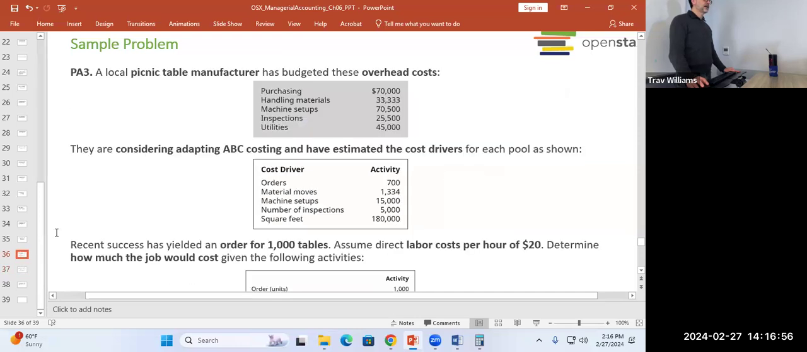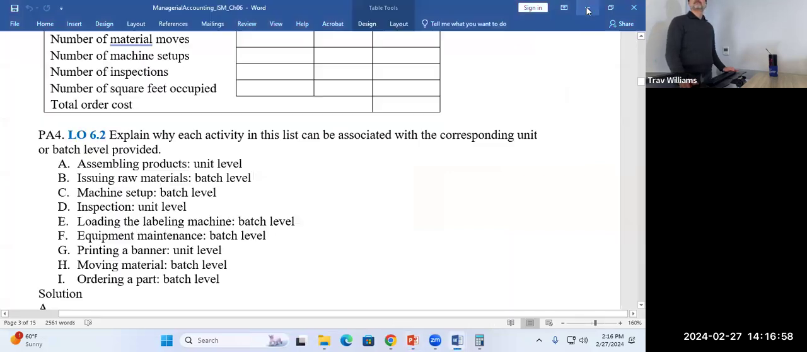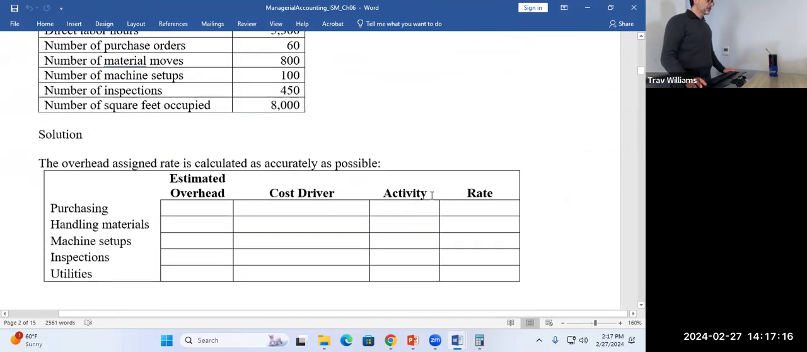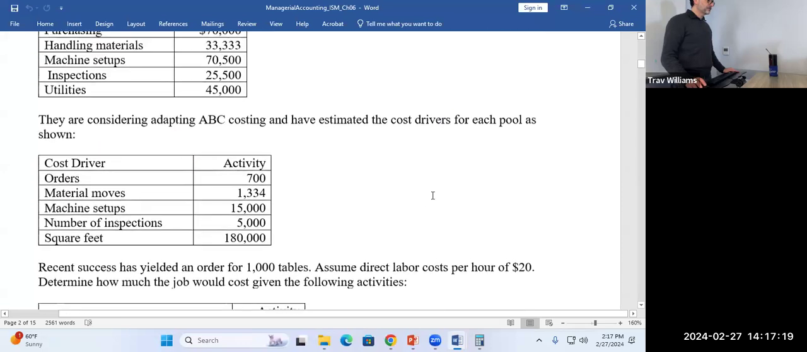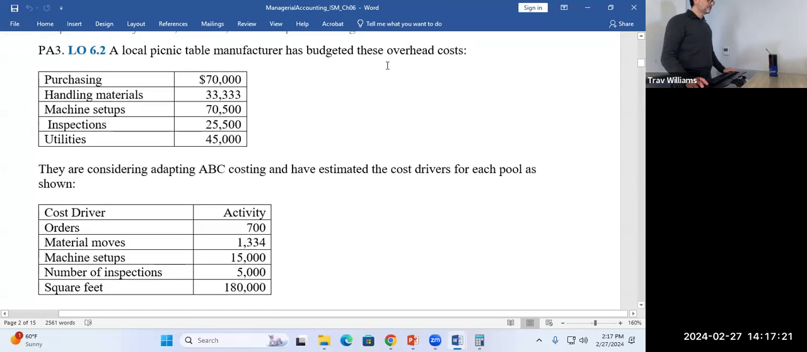Okay. All right. So basically, we'll come back to absorption and variable costing. We are going to have some challenging exercises and problems related to that, but now you can forget that topic and let's go back to ABC, starting with problem number 3. All right. Pretty long problem.